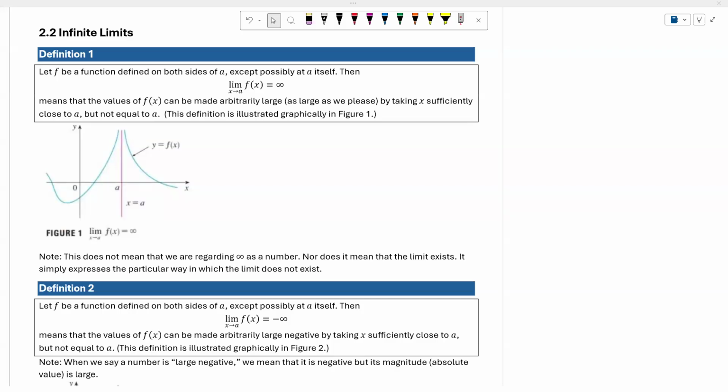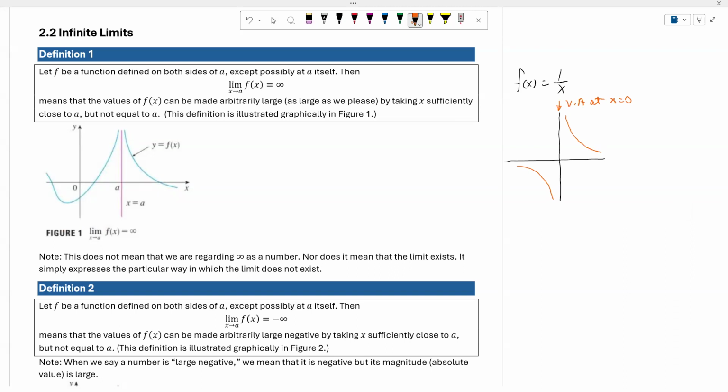Hi, in this video, we will explore the concept of infinite limits. Let us look at the following example. f of x equal to 1 over x. For this function 1 over x, we know we have a vertical asymptote at x equal to 0.